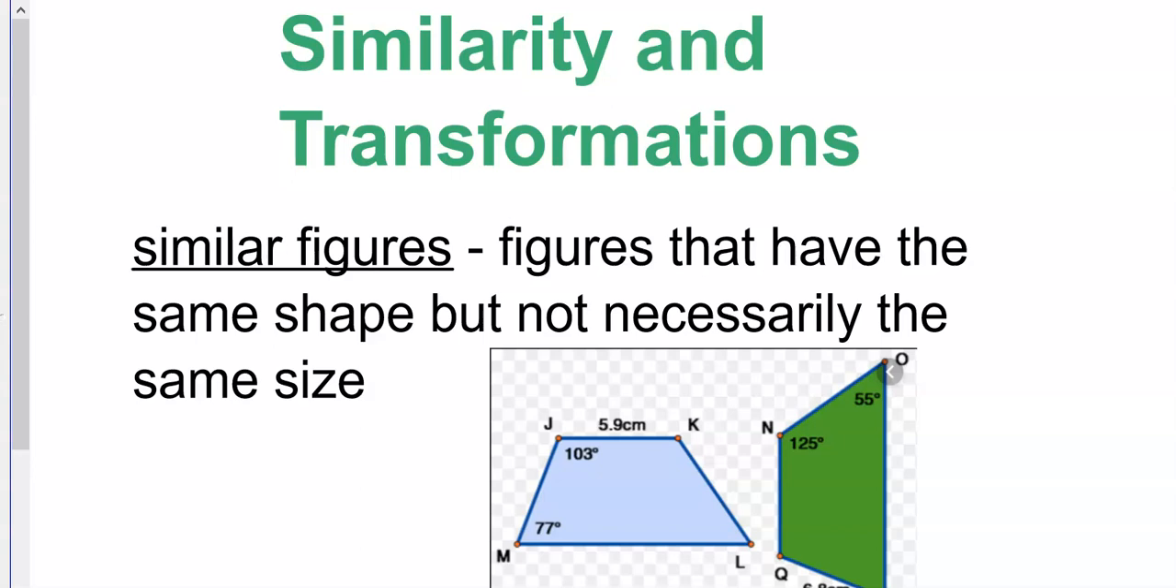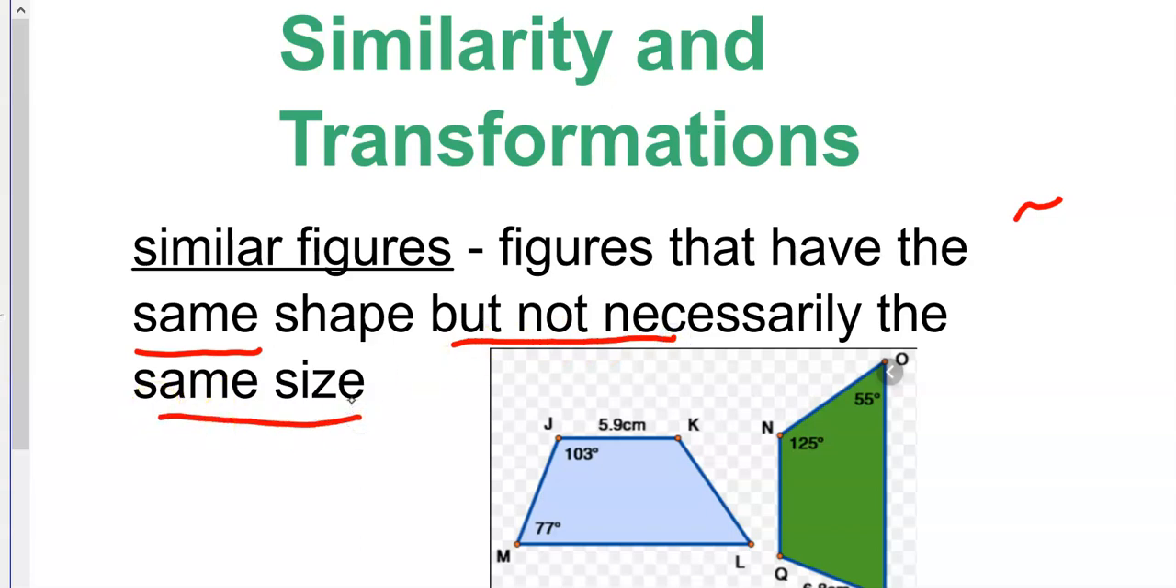Hello everybody. Today we're going to talk about transformations and how that relates to similar figures. Okay, what are similar figures? We have talked about the symbol of that before. The little squiggle means similar. But these are figures that have the same shape, but not necessarily the same size.